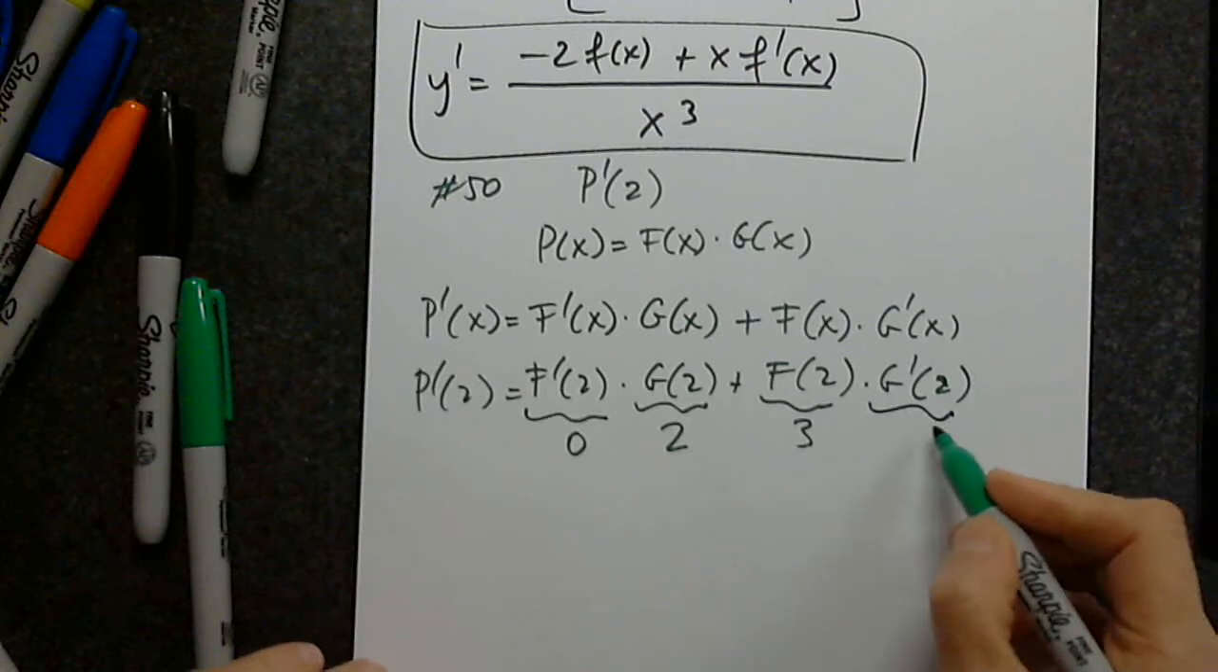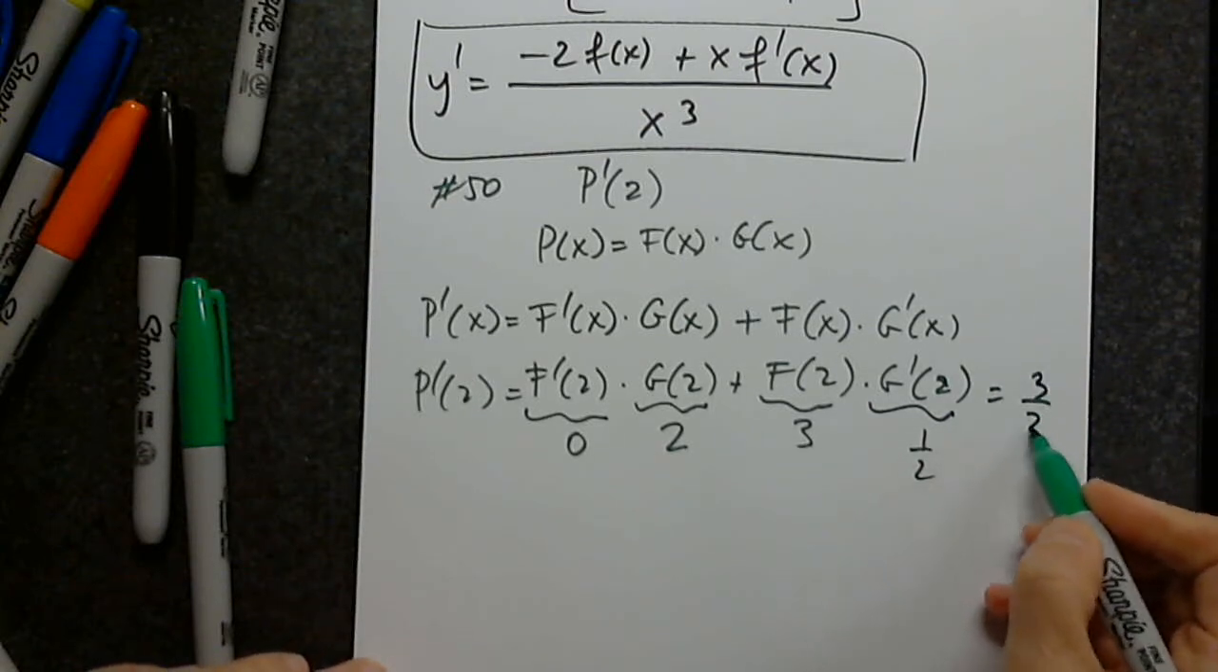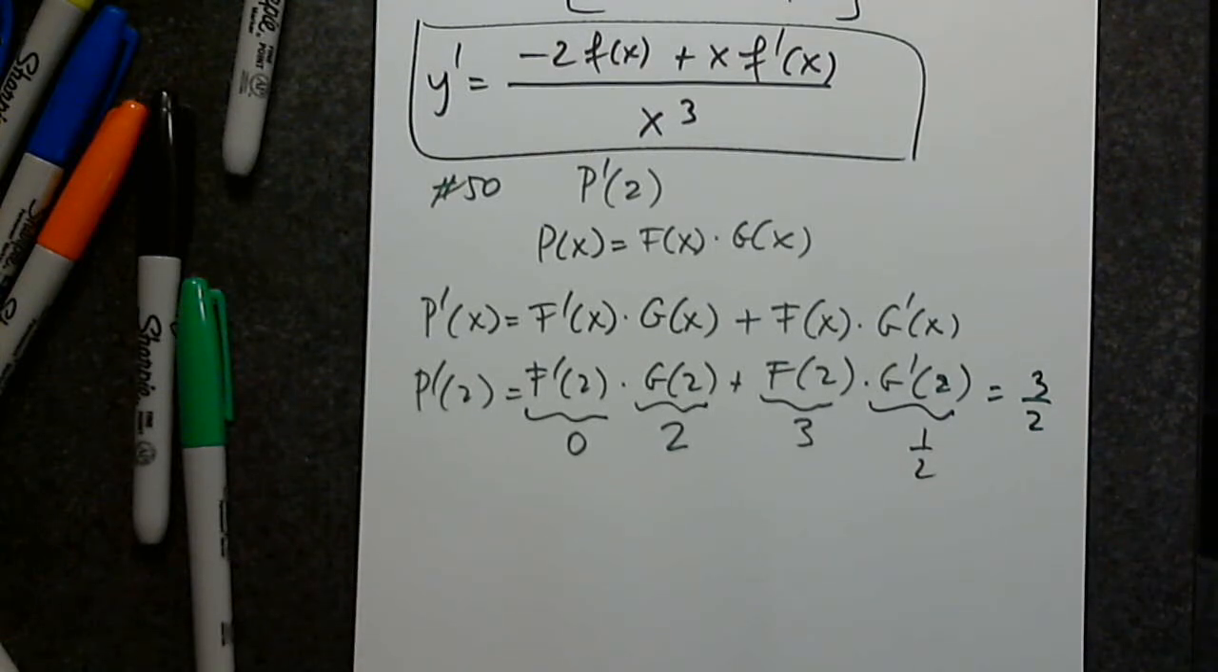So this is 1/2. So the answer is 3/2. Because 0 times 2 is 0, and 3 over 1 times 1 over 2 will be 3 over 2. Any questions?